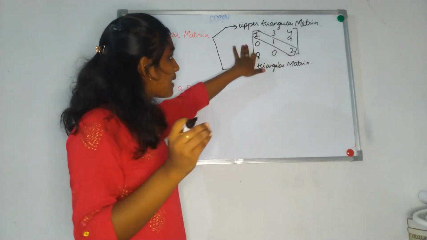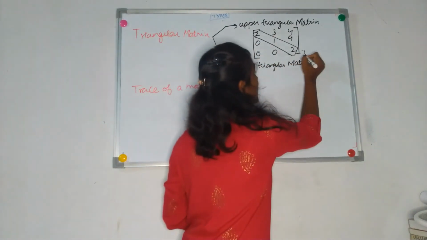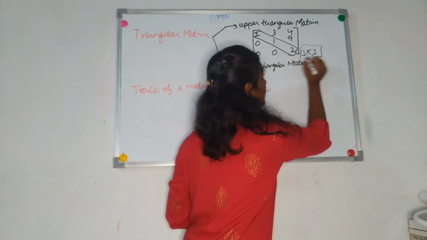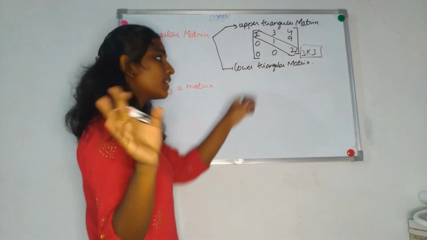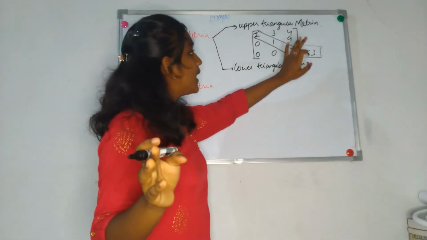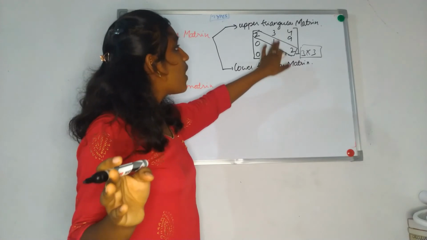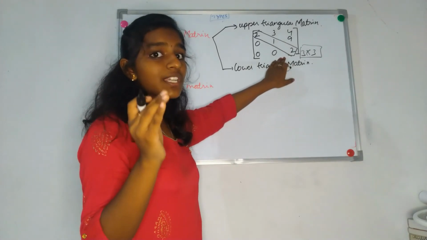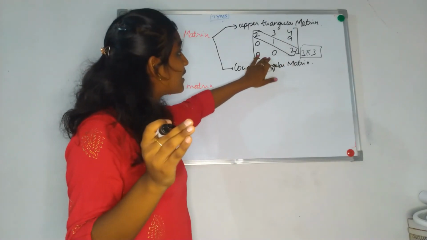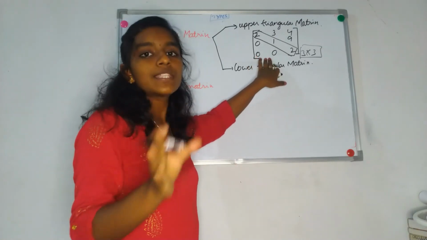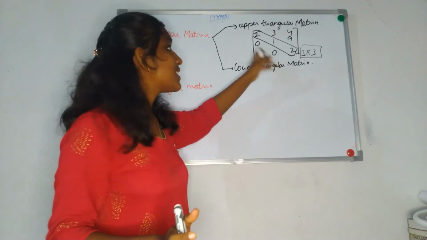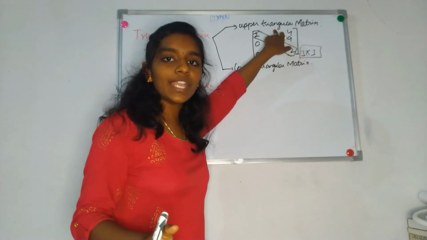We take a square matrix. Okay, this is a 3 into 3 square matrix. Write the order, it will be good practice. So in upper triangular matrix, all the elements which are below the principal diagonal must be equal to 0. All the elements must be 0. So that will be called an upper triangular matrix.